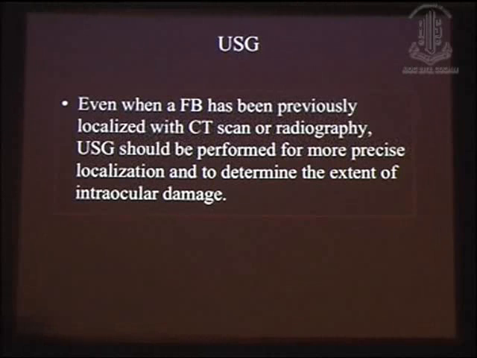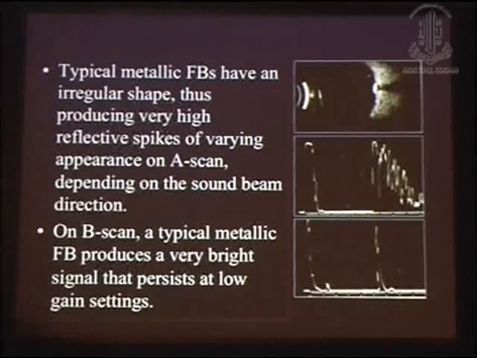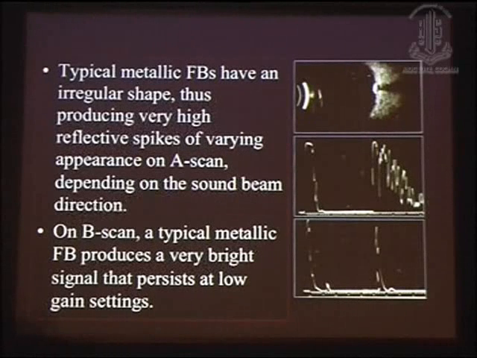So even when the foreign body has been previously localized with CT scan or radiography, ultrasonography should be performed for more precise localization and to determine the extent of intraocular damage. Typical metallic foreign bodies have an irregular shape, thus producing very high reflective spikes of varying appearance on A scan depending on the sound beam direction. Here you can see the metal foreign body giving the shading effect towards the orbital area, and the corresponding A scan shows a high spike.